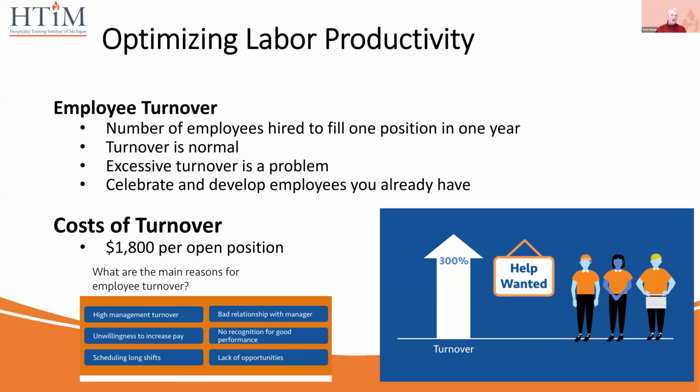What are the main three reasons for employee turnover? Not only just management, but if management's turning over a lot, that could be one. Unwillingness to increase pay, scheduling long shifts, or overworking your people, bad relationship with that manager, recognition is almost non-existent, and then lack of any opportunities to progress in your organization. And some people can't help that because an organization might be very small or very thin with management. So there may not be a lot of room to move. But if there is, and there hasn't been a lot of movement, then that could be an issue. So excellent job.